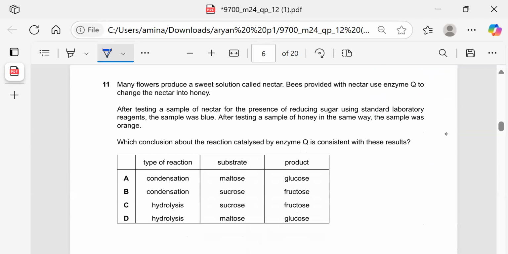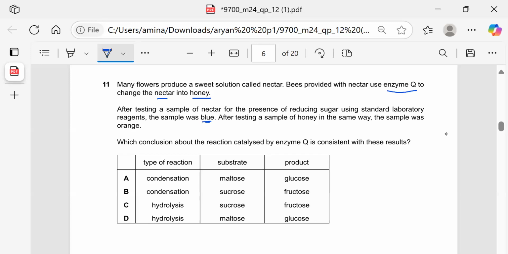Now comes question number 11. Many flowers produce a sweet solution called nectar. Bees provided with nectar use enzyme Q to change the nectar into honey. So the information I'm provided with is that I have an enzyme Q, which is converting nectar into honey. The next set of information I'm having is, after testing a sample of nectar for presence of reducing sugar, using a standard laboratory reagent, the sample was blue.